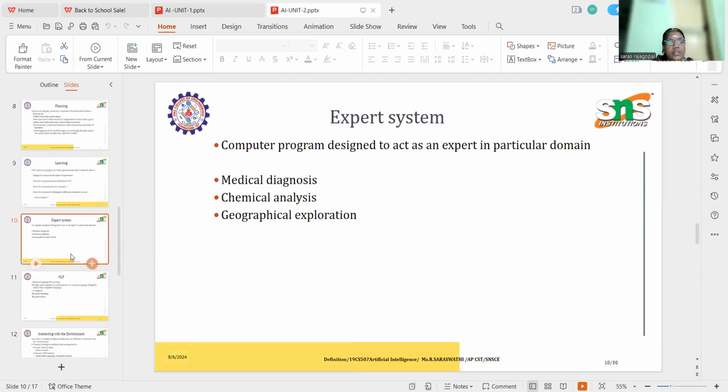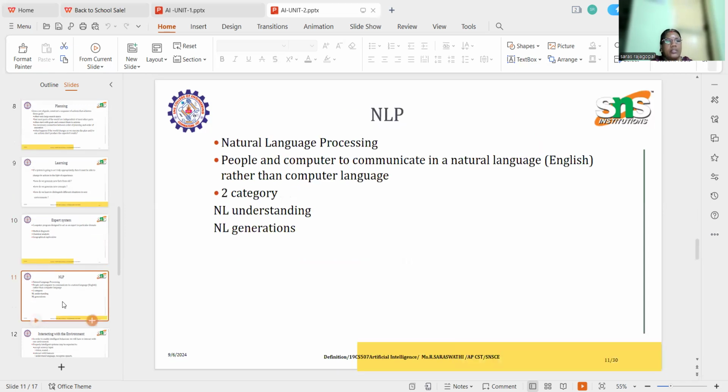This is an expert system. There are many different types of expert systems we have to design in a particular domain, for example, medical diagnosis, chemical diagnosis, and geological exploration. The next one, a very big area, is NLP, natural language processing. It allows people and computers to communicate in natural language rather than computer language. There are two categories in NLP: natural language understanding and natural language generation.